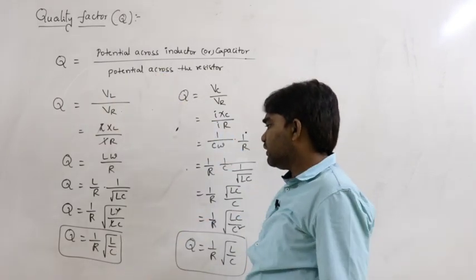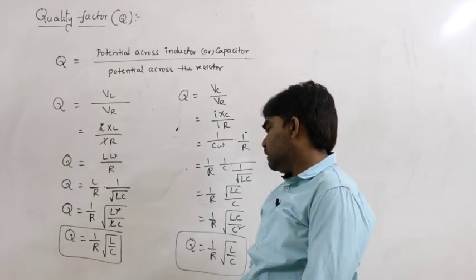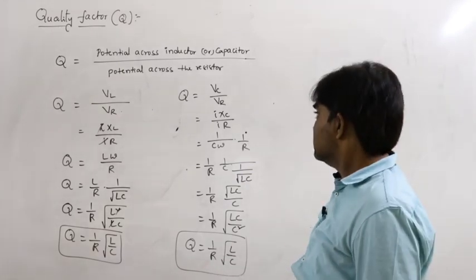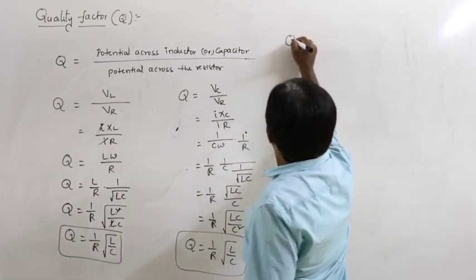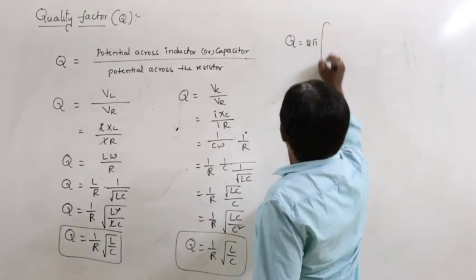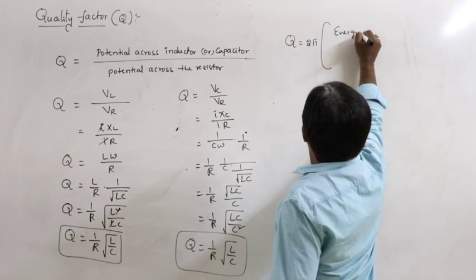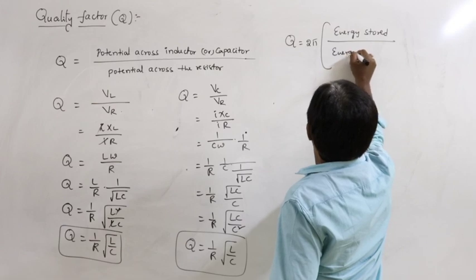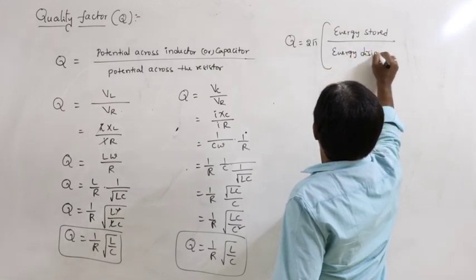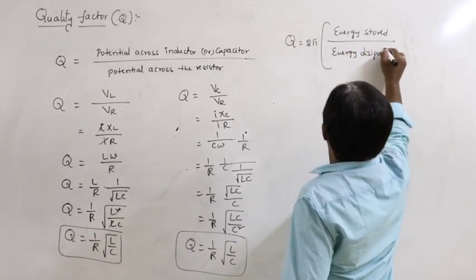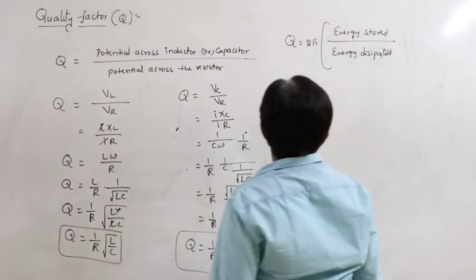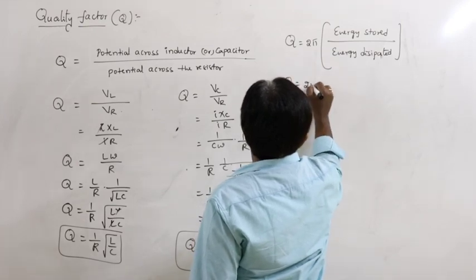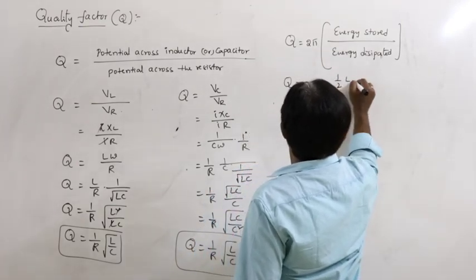What is the formula of quality factor? 1 by R into root of L by C. Anything is correct. Or this is also 2 pi into energy stored divided by energy dissipated per unit time. So Q is equal to 2 pi into energy stored, which is nothing but half Li square.